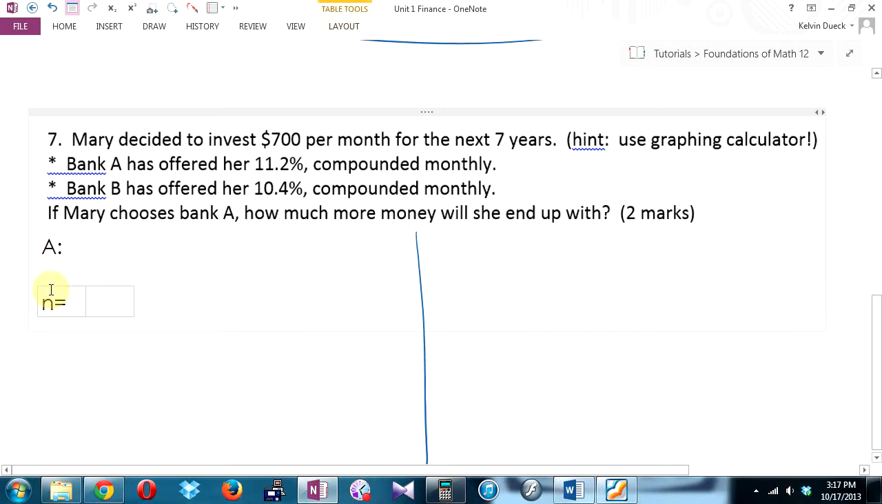By the way, what does n equal in this case? How many years? 7. Compounded how? 12. Whatever the heck that is. 84. Yeah.